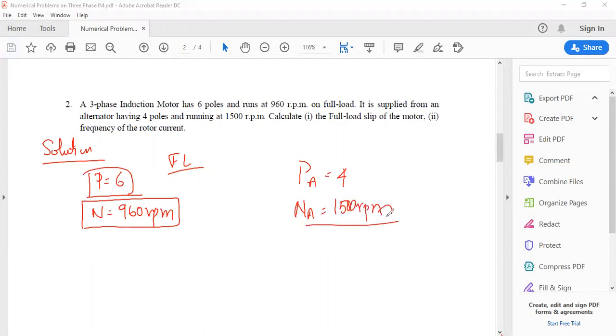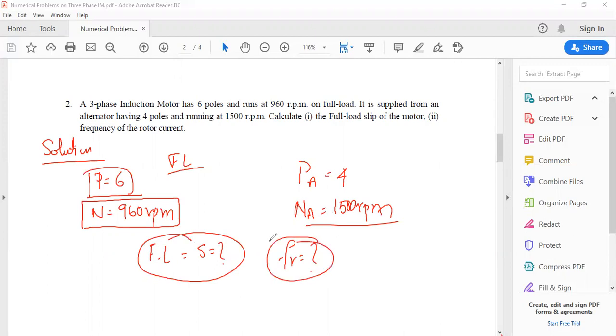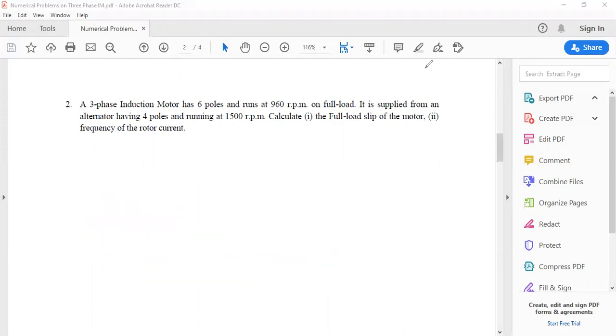So the poles of the alternator is 4, and the speed at which the alternator is running is 1500 RPM. What do I need to do? I need to calculate the slip, which is nothing but the full load slip, and next, the frequency of the rotor current. I need to calculate these two parameters related to the three-phase induction motor. Following the same steps, let me run through it.